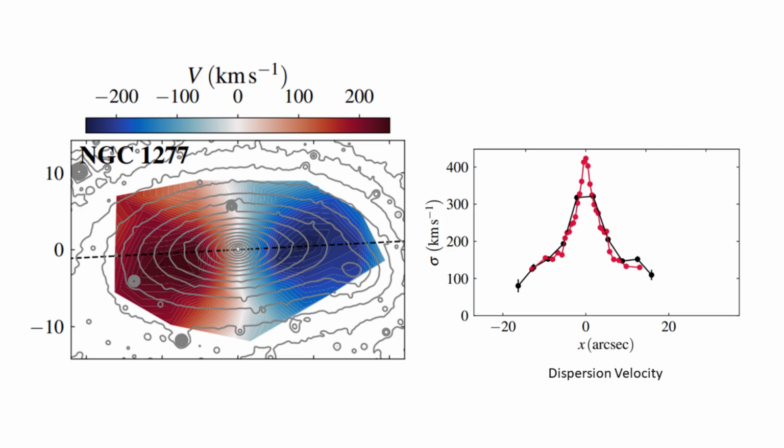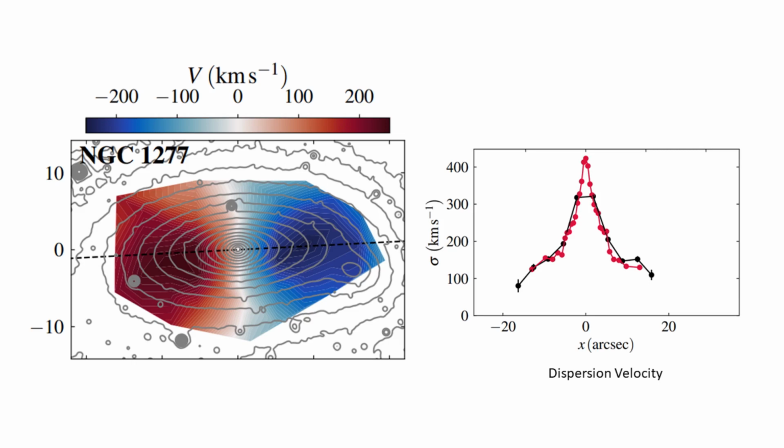On the right is the dispersion velocity plotted against visual radius. Dispersion velocity is a measure of how much velocities vary at a particular location. Dispersion velocity is very high in the centre, but it drops off towards the edges.